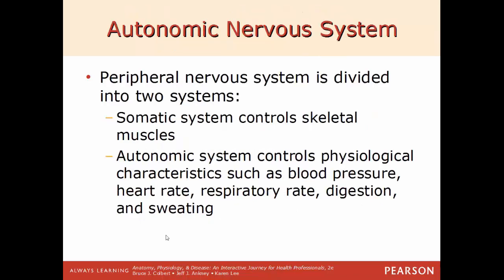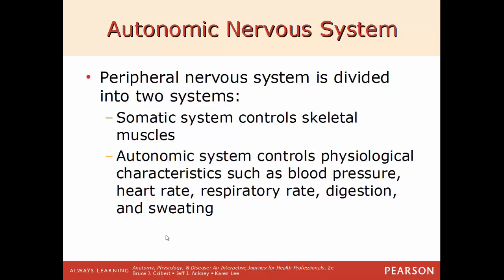All right, now we'll move on to the autonomic nervous system. The peripheral nervous system is divided into two subdivisions: the somatic nervous system, which controls the skeletal muscles, and the autonomic nervous system. That's what we'll talk about in this last section of this chapter.